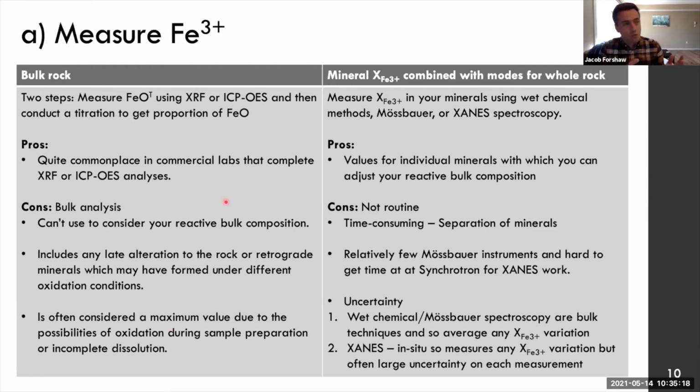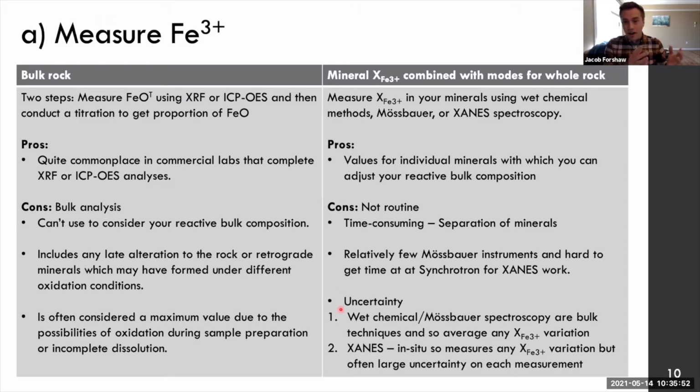So that's one option. The other option is that you go and measure it in your minerals, and you can use wet chemical methods or Mössbauer or XANES. And this is great because you get values for your individual minerals, which means you can adjust your reactive bulk composition if you're building it out of modes times compositions. The cons are that this isn't really routine. It's pretty time consuming. You've got to separate minerals if you want to do wet chemistry or Mössbauer. There's relatively few Mössbauer instruments, and it's hard to get time at a synchrotron if you're going to do XANES work. And the uncertainty can be quite large.